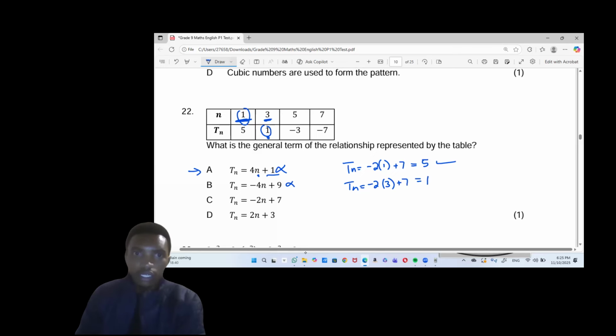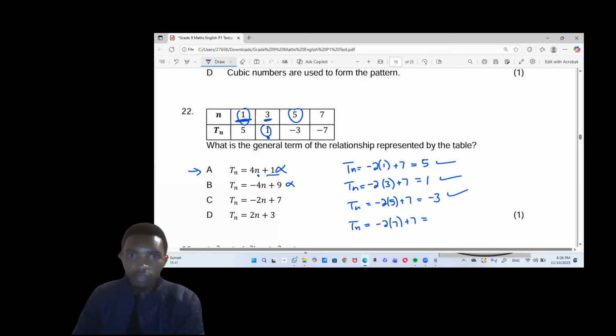Let's see again. If we put a 5, let's see if we get -3. So we have -2 to the exponent of 5, times 5 plus 7. How much do we get? -3. So again, this is correct. Let's check the last one if it's correct. Now we have -2, 7 plus 7. Quickly check if you get a -7. Yes, we got a -7. So which one is correct now? C is correct. All right? So that's how we attend to this one.